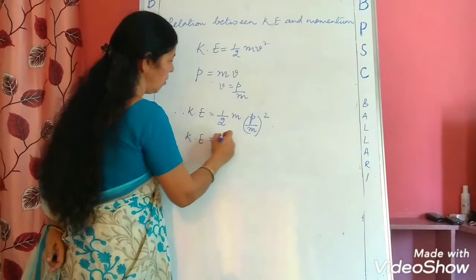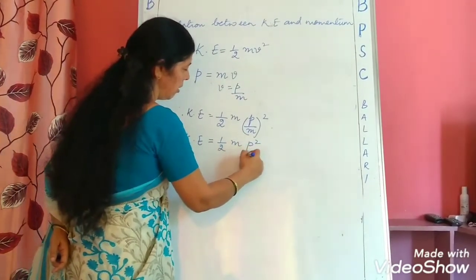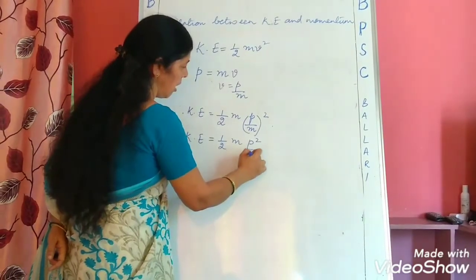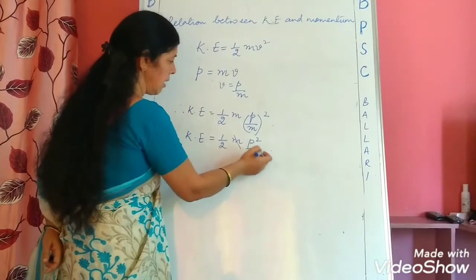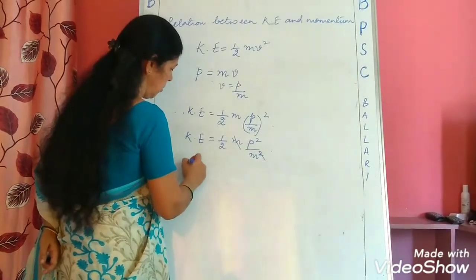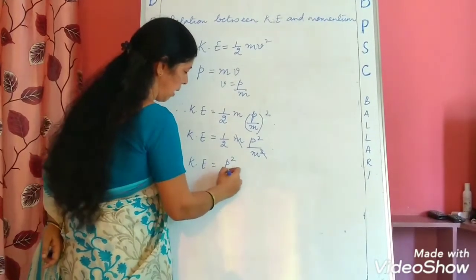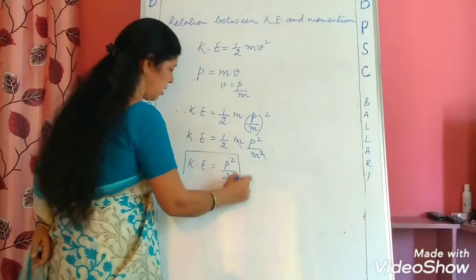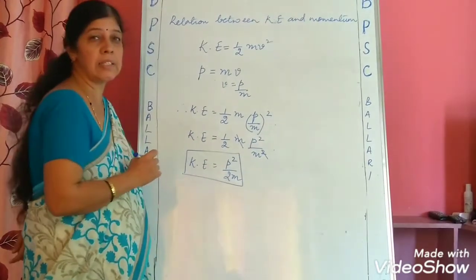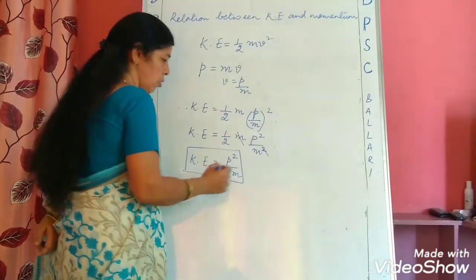Now if you simplify this, how much you will get? Kinetic energy is equal to half m p square by m square. Now one m is getting cancelled. How much are you left with? Kinetic energy is equal to p square by 2m. This is the relation between kinetic energy and the linear momentum. You can write it either way also.